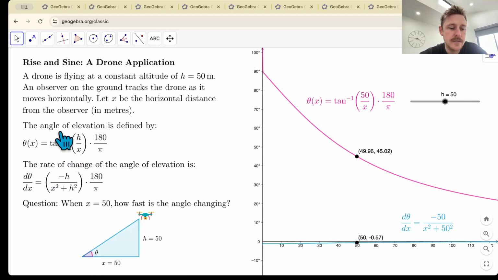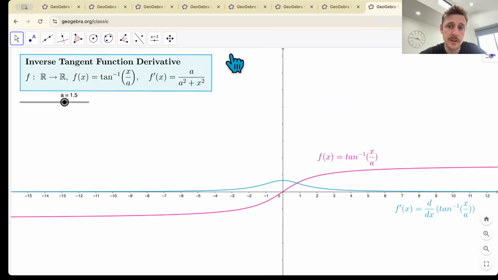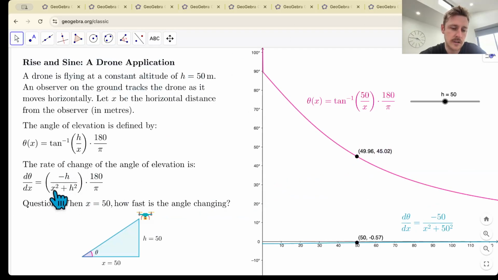So if you take the derivative of the inverse tan function, using the rule that we spoke about over here, you'll get this, or just use your calculator. And then the question is, when x equals 50, how fast is the angle changing? So let's really think about this.